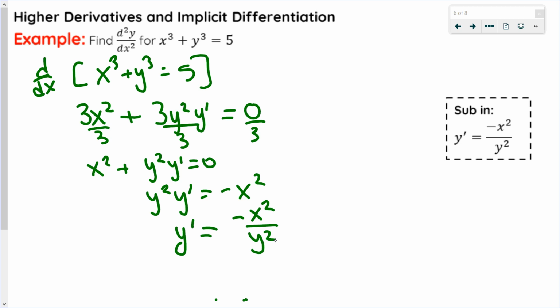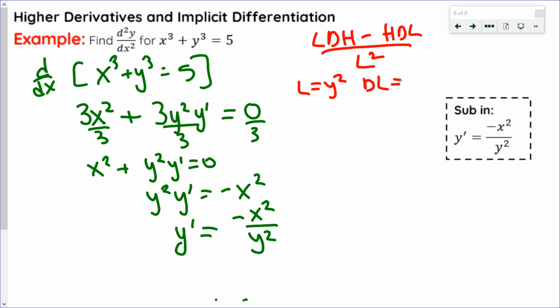So I have a quotient, so I'm going to use quotient rule. Using quotient rule, let's just write that out. I have low d high minus high d low, draw a line and square below. So let's just identify what we have. We have our low function, which is y squared, and dl, the derivative of the low, is going to be 2y y prime. Now my high function is negative x squared, and dh, the derivative of the high, is going to be negative 2x. So let's put that all together into the formula.